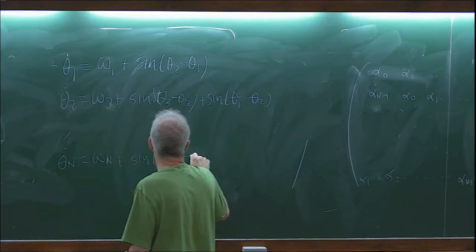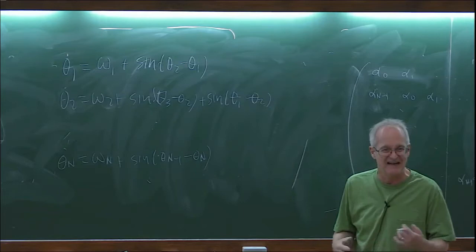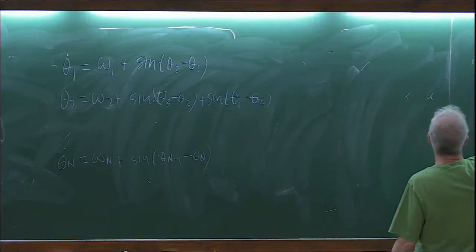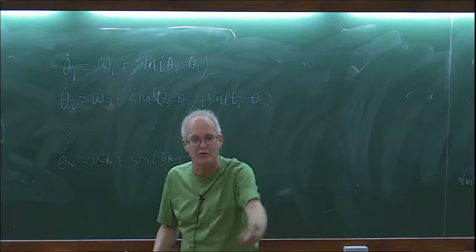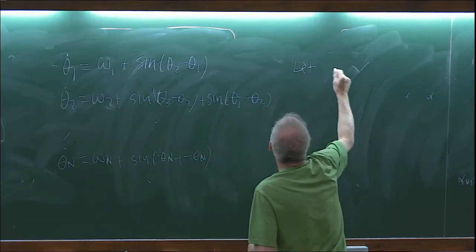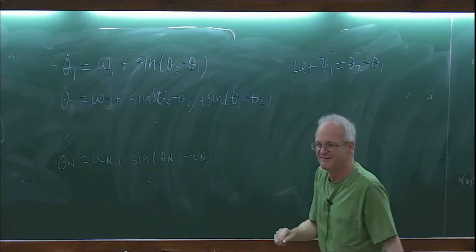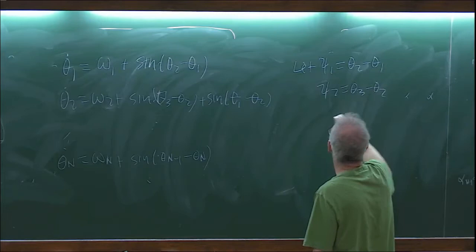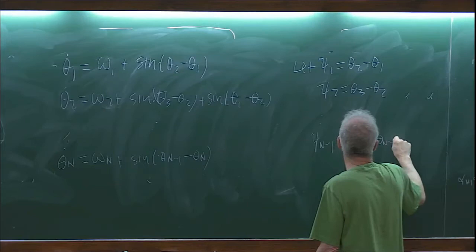Got that? Now I'm going to do a little trick. I want to look for phase lock solutions. Now these guys are eventually going to have a linear gradient, okay? But instead, let psi 1 equal theta 2 minus theta 1, psi 2 equal theta 3 minus theta 2, psi n minus 1 equal theta n minus theta n minus 1. Okay? So that's just the local differences.